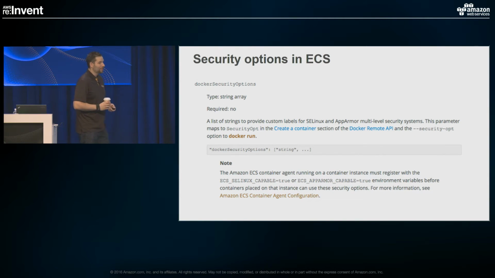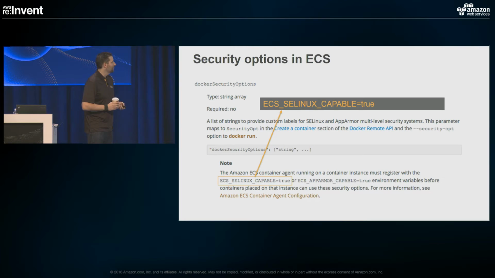In order to use a lot of the security options, you can simply enable that in the ECS configuration. So there is actually a flag that says ECS SE-Linux capable equals true. If you set that, you do enable the integration with SE-Linux. And there's a lot of other Docker security options as well that you can use. And anything that has support in the Docker security options, enable that and then just add them to the Docker configuration.